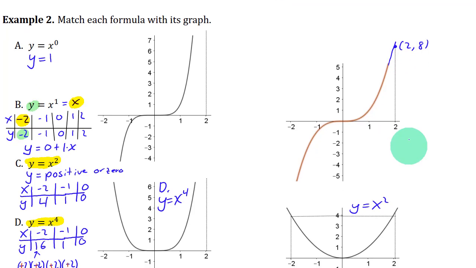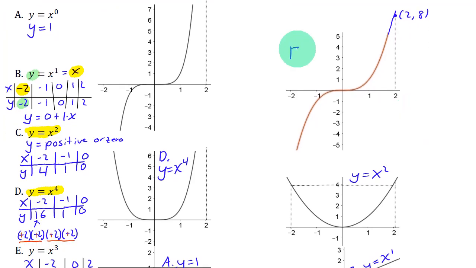So this one is F. Well, no, I'm sorry, E is what I meant to say. x to the power 3. This one is F.